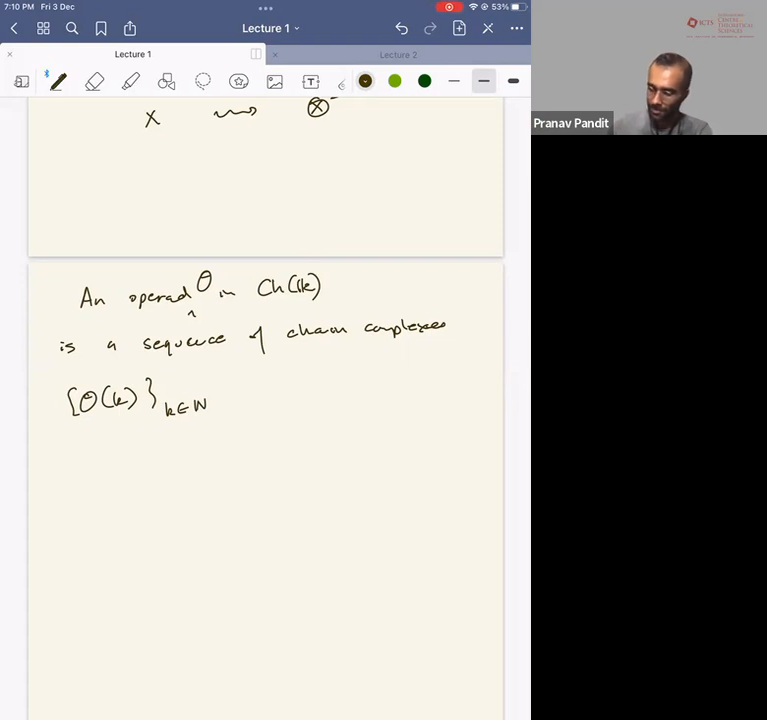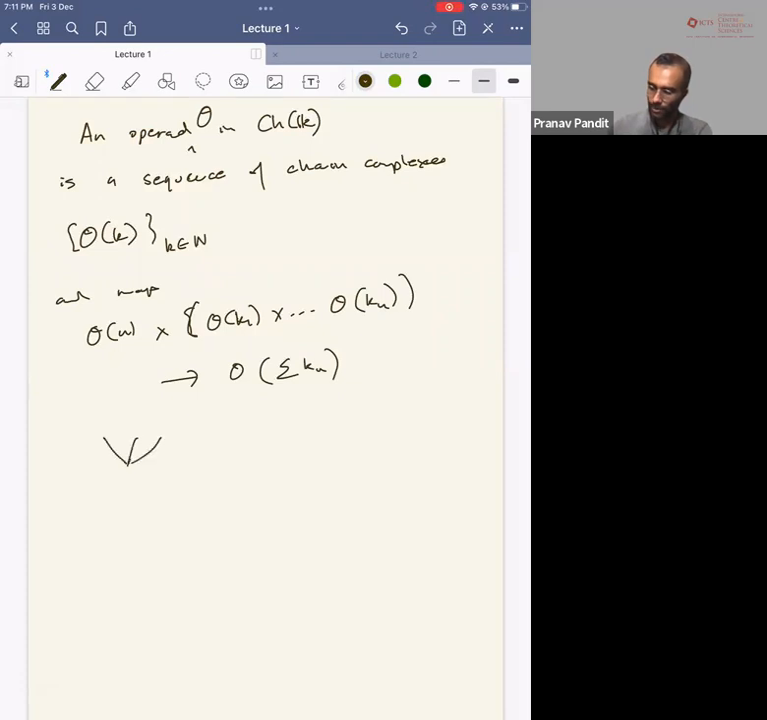And maps O of N tensor O of K1 through O of KN to O of the summation of K, satisfying various rules, the natural compatibility conditions. You think of it as having K inputs: K1 inputs, then K2 inputs, and all the way up to KN inputs. You combine these and produce a single output.